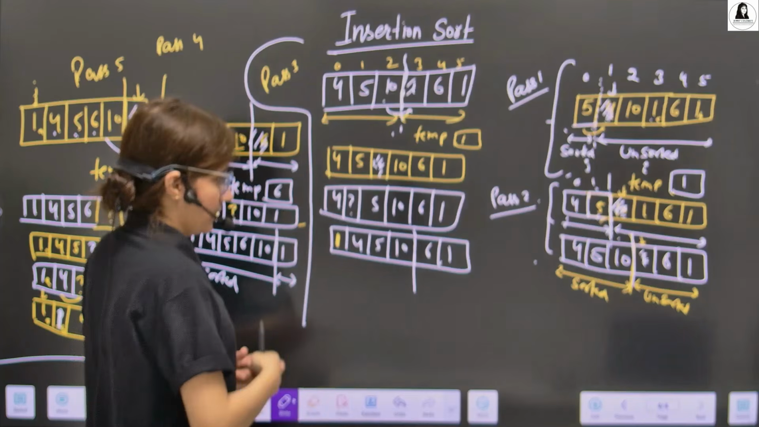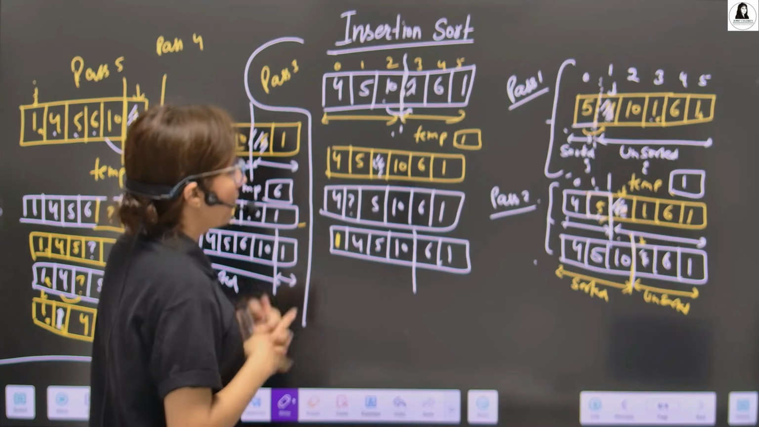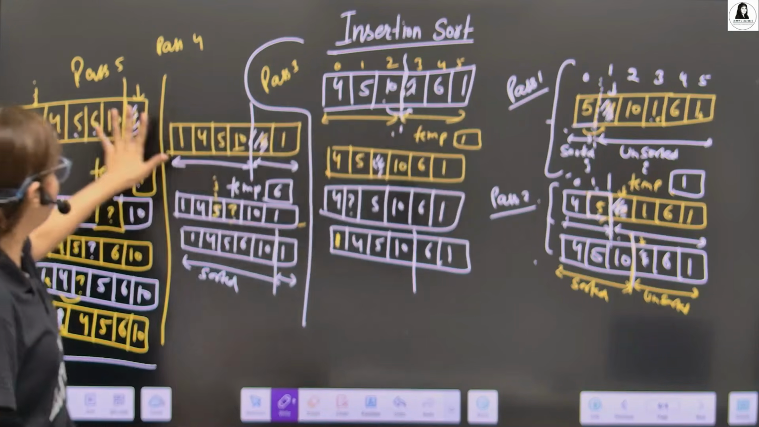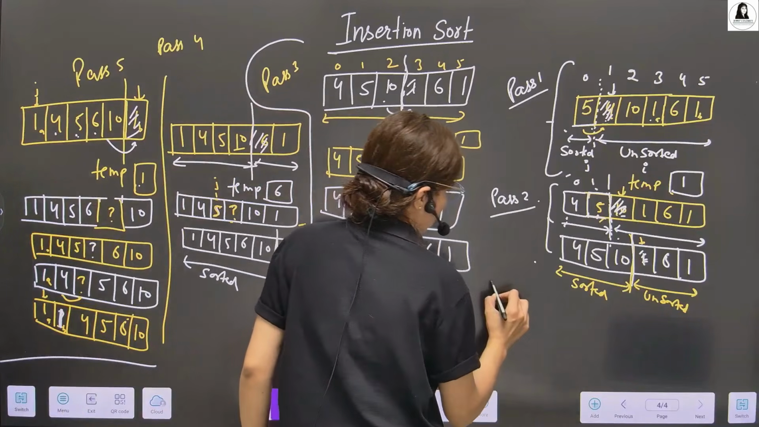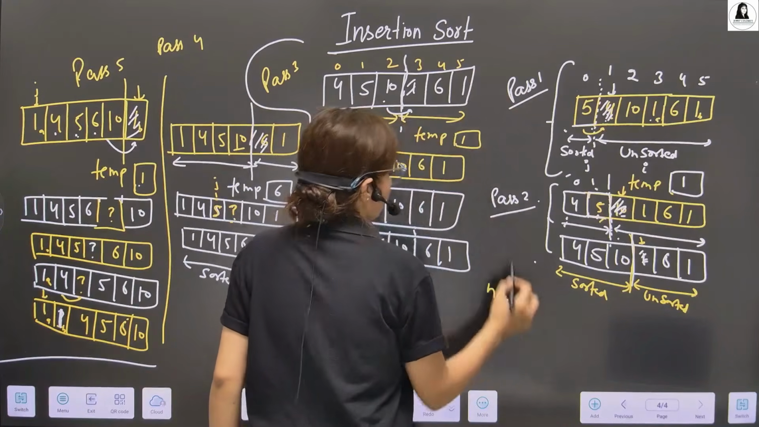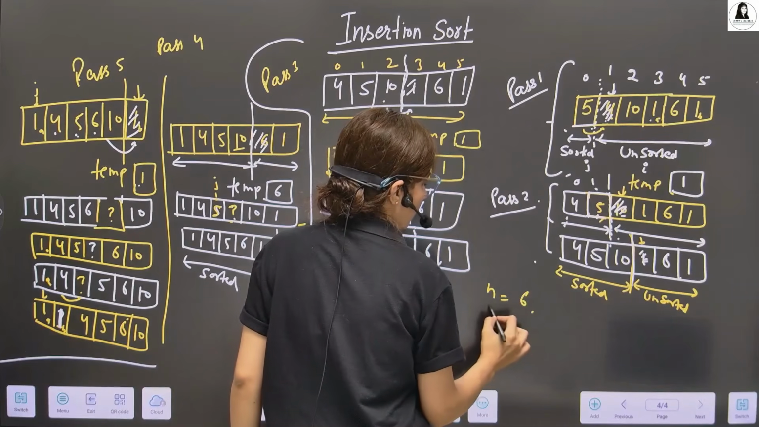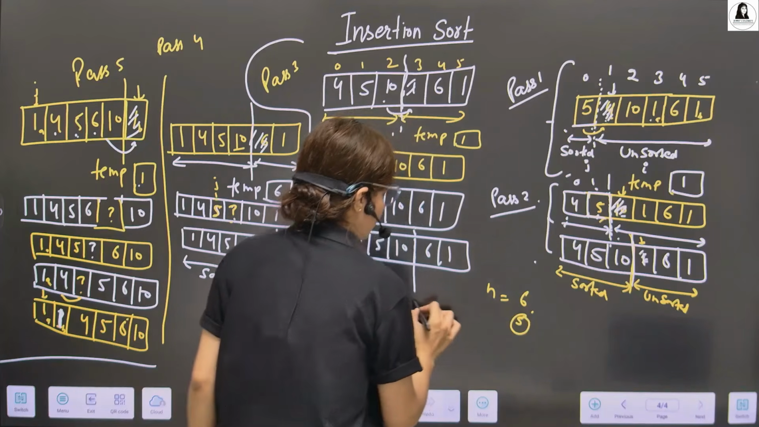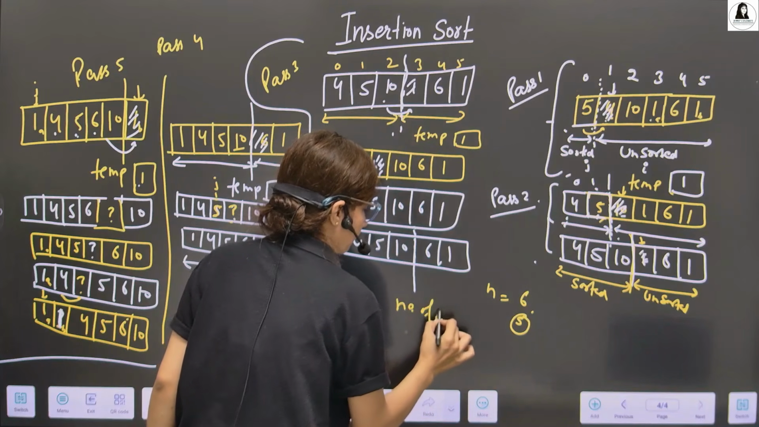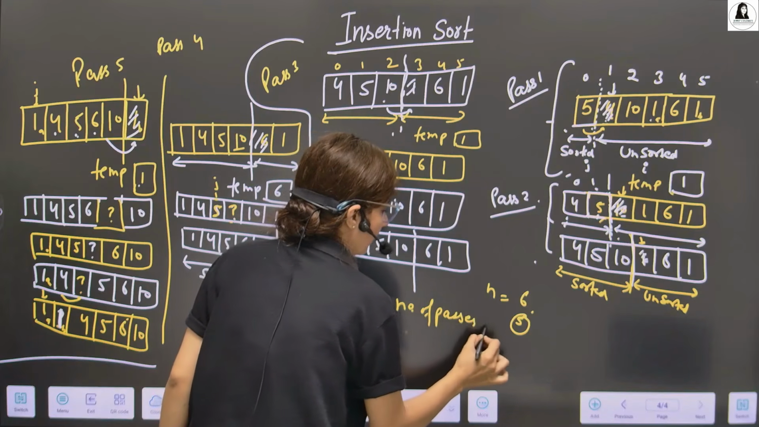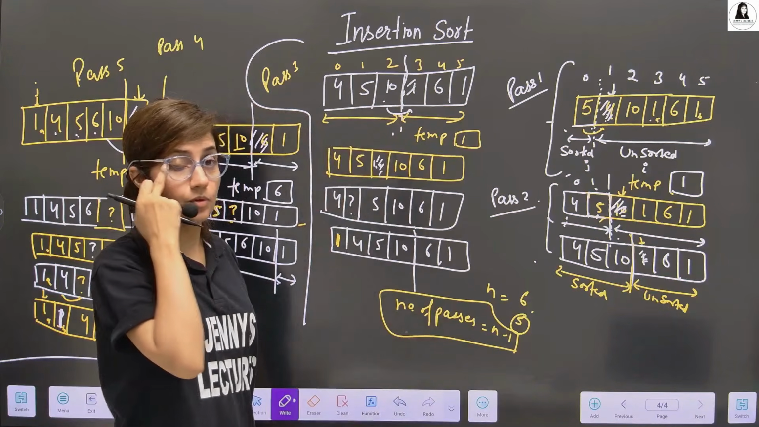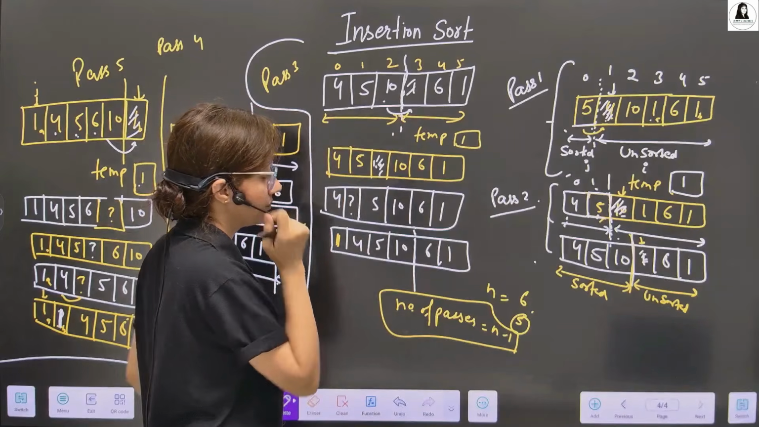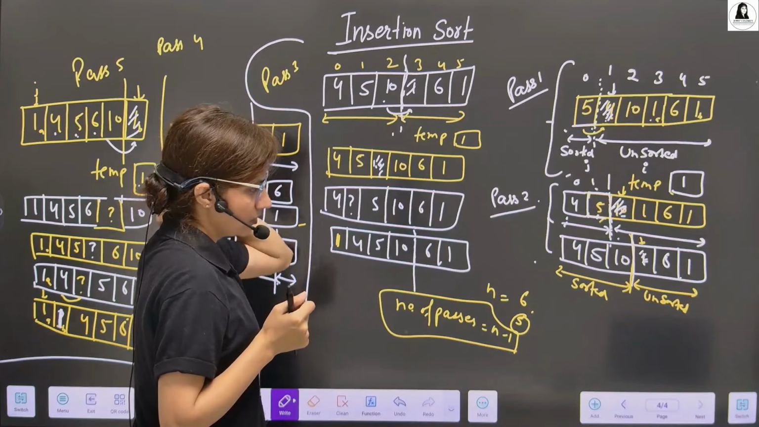Now let's analyze this. How many passes? 1, 2, 3, 4, 5 passes. How many elements? 6. Passes you require 5. So basically the number of passes required is n minus 1. Yes? Okay. Next thing, the number of comparisons.